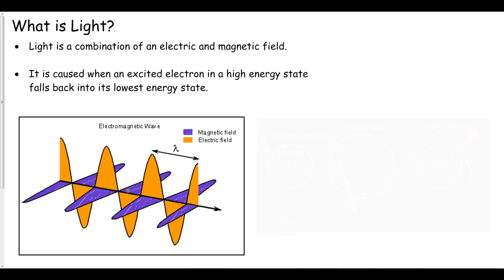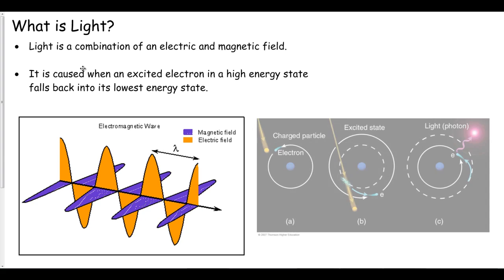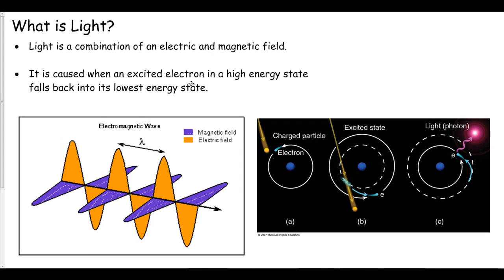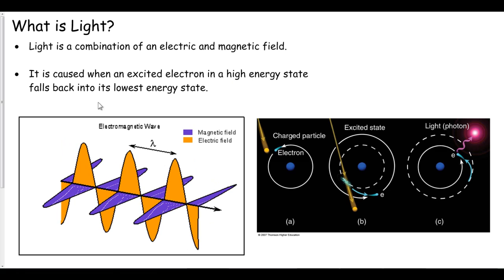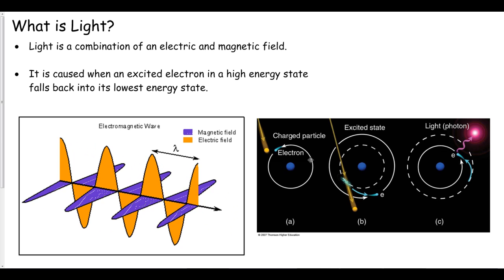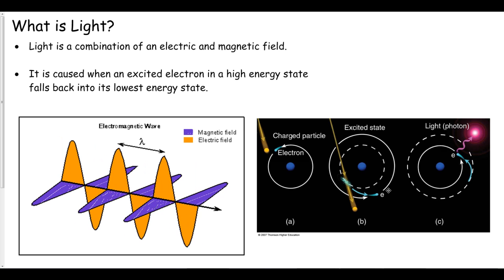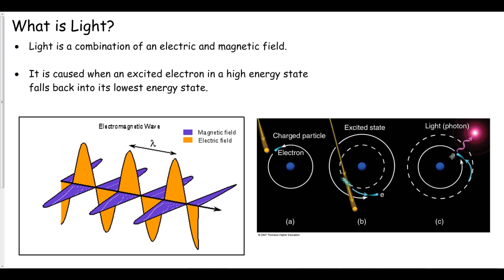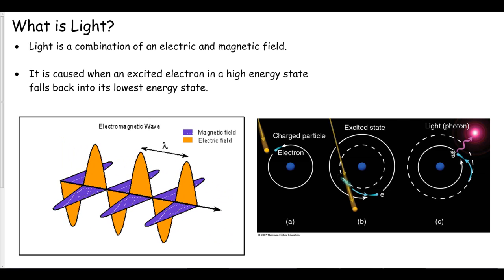Now, one thing you can notice about this is that those fields are 90 degrees to each other. They're always perpendicular. Now, the way that light is created is it's created by an excited electron that's in a higher energy state than it normally is, and whenever it falls back to its lowest energy state, it emits one of those photons.